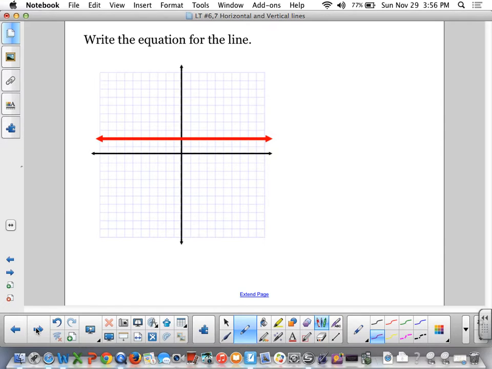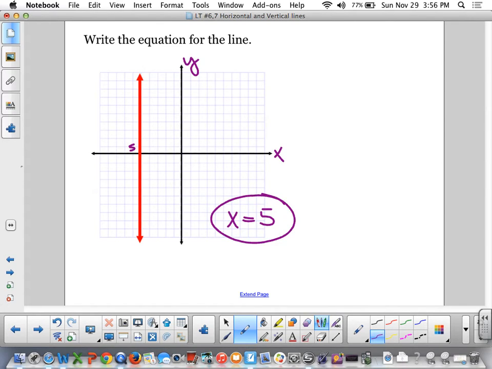Write the equation for this line. We can see it crosses the y-axis at 2. So our equation is y equals 2. Doesn't matter what x is on these ordered pairs, y is always 2. The equation for this line, it's crossing the x-axis. So it's at 1, 2, 3, 4, 5. So it's x equals 5, because it doesn't matter what y is, the x's are always 5.